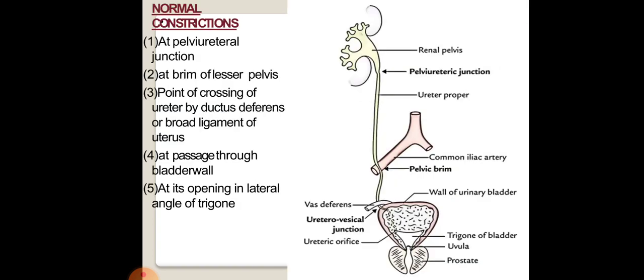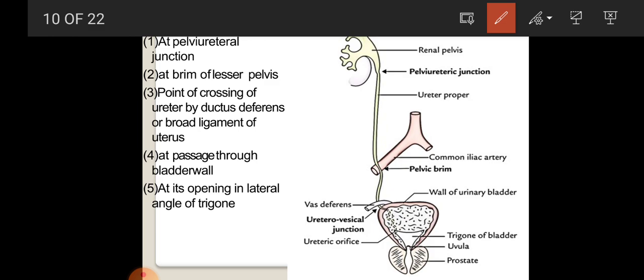Now the normal constrictions of the ureter. Constrictions means narrowings. The ureter has some narrowings in its course, and these are important landmarks for surgical intervention when there is lodgement of renal calculi in the ureter. The first is the pelvic-ureteric junction, the junction between the pelvis of the ureter and the ureter proper. So this is the first narrowing.